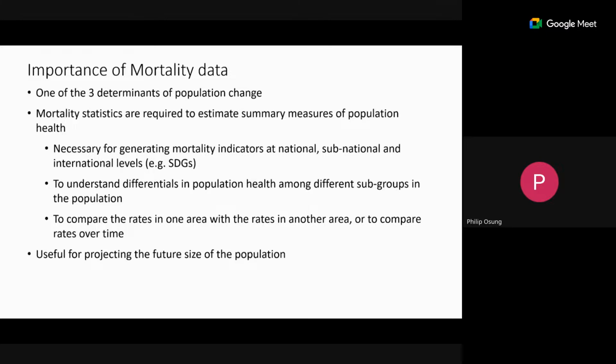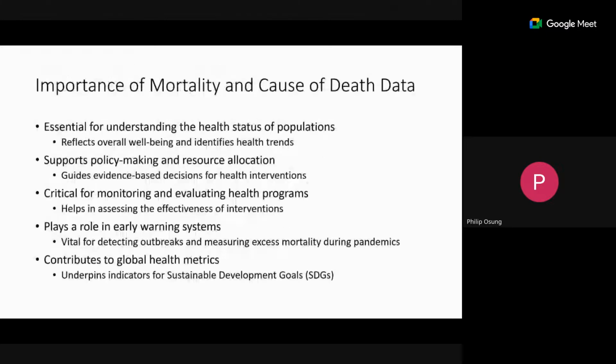It's also useful for projecting the future size of the population. We know from census, for example, that mortality statistics is one of the key inputs when carrying out projections. And it's essential for understanding the health of the population. It also helps resource allocation. Like the example I gave, if the government wanted to know where to allocate its resources, there's so much coming out in terms of death data, distribution of causes from a particular area. It could help the government know where to allocate its resources, buildings, and the rest.